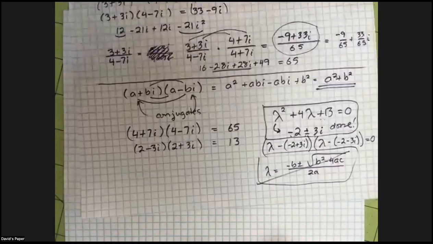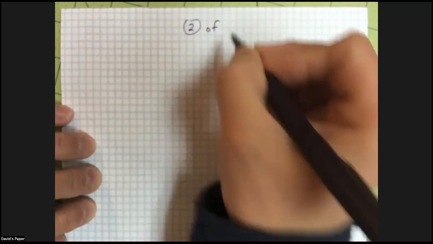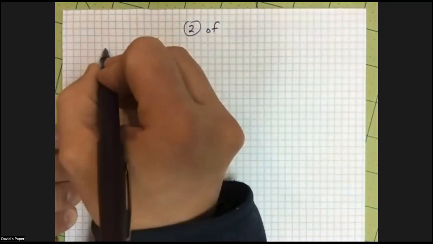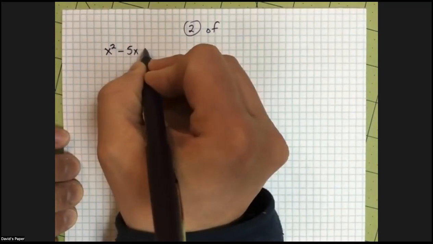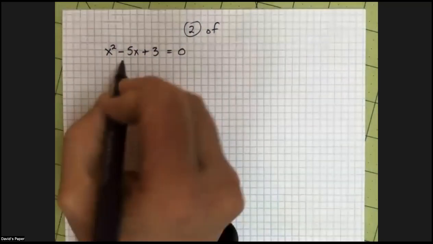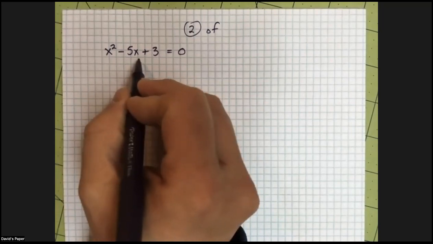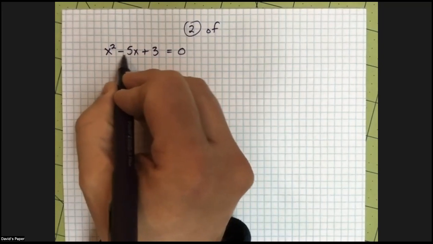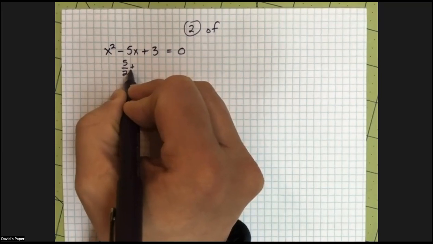Let's try it again. Now this, by the way, works whether or not the quadratic formula has complex roots. I'll say x squared minus 5x plus 3. Now, there's something you were going to use a quadratic formula on, right? Because there's no factoring going on here, right? So here's what we do. We take the opposite of half of minus 5, 5 halves, plus or minus.